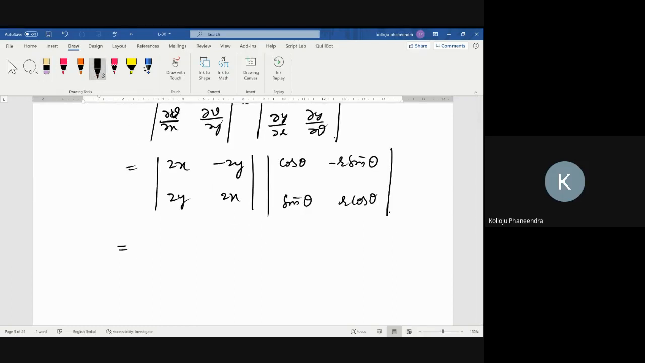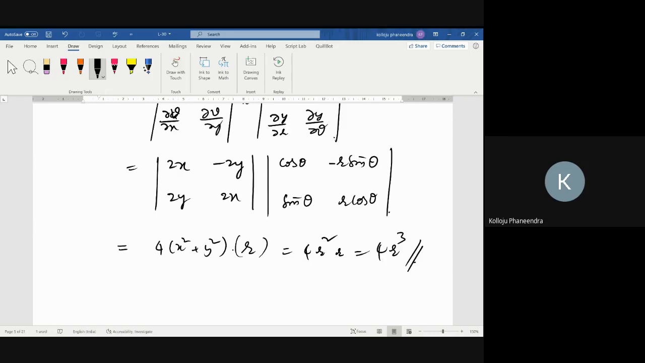So this value is equal to 4x squared plus 4y squared, that is 4 times (x squared plus y squared) into (r cos squared theta plus r sin squared theta). That's it, right? So this is 4 into r squared and this is r. So the answer is 4r cubed.